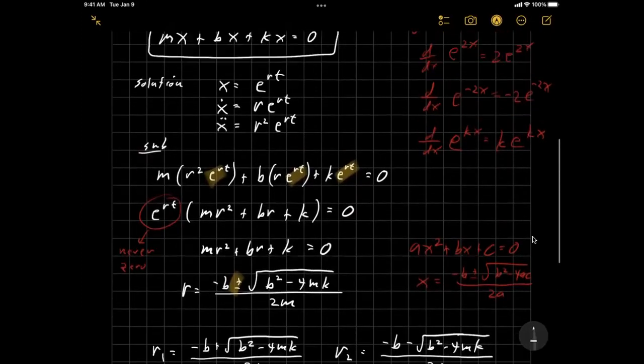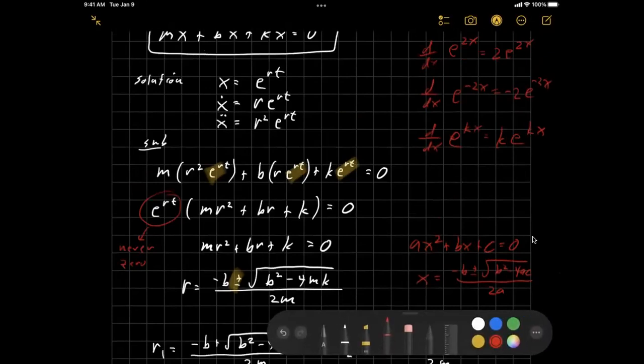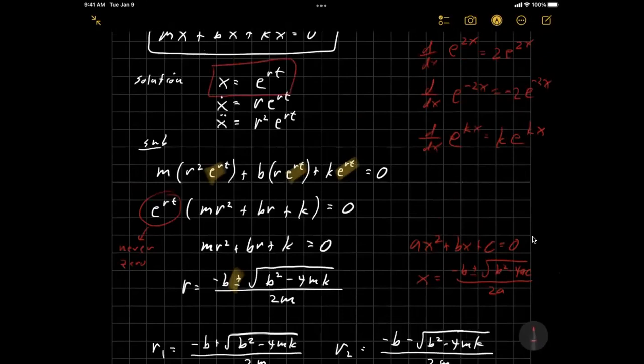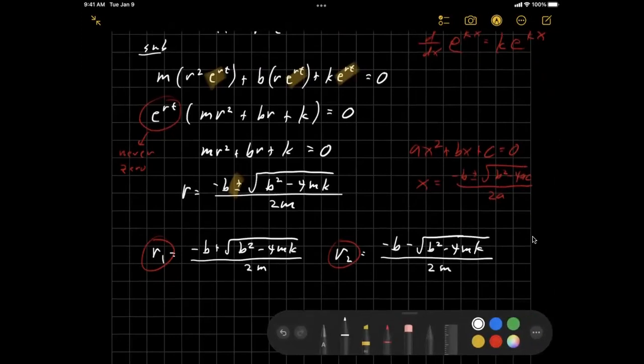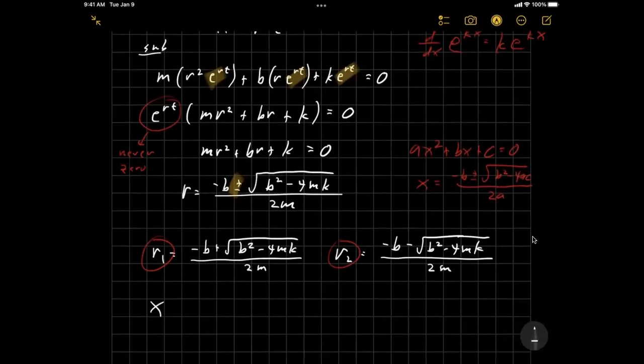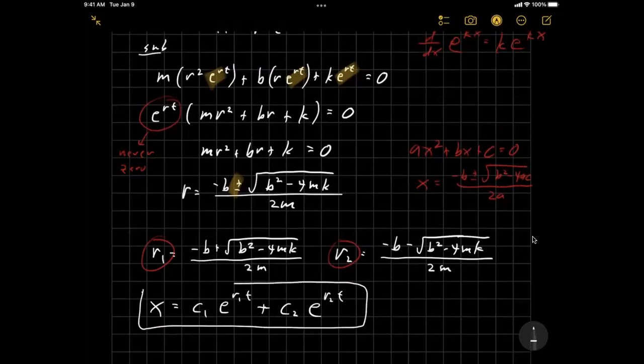All right. So remember what we guessed. We guessed up here that x was e to the rt. We've shown that can be a solution if r is either equal to r1 or if r is equal to r2. All right. So the full solution is the combination of both of those. So the full solution is that x is equal to any multiple, c1, of e to the r1t plus any other multiple, c2, of e to the r2t, right? So this is the full solution to the differential equation, okay?